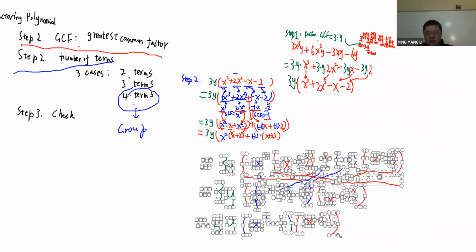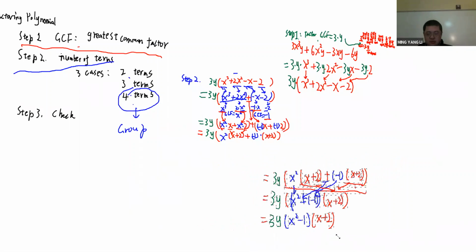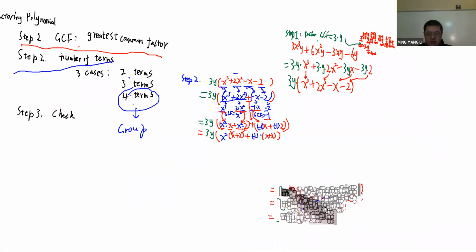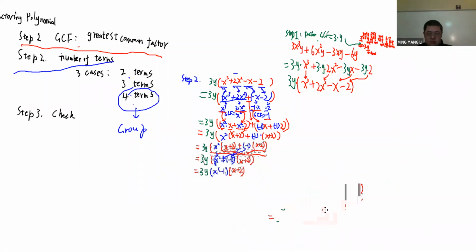Step 2 just asks us to apply corresponding method depending on how many terms we have. If we have 2 terms, remember we have some formulas to deal with it. If you haven't done this part yet, just keep going at it. You will find when you have a 2-term polynomial, how you can factor it. When you have a 3-term polynomial, how you can factor it. When you have a 4-term polynomial, how you can factor it.